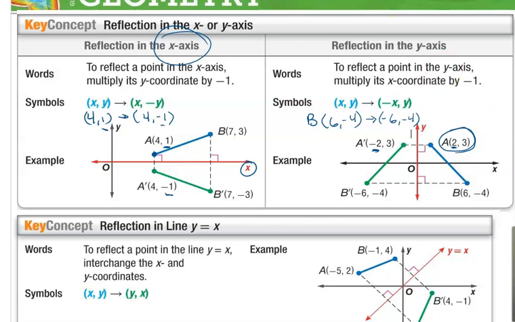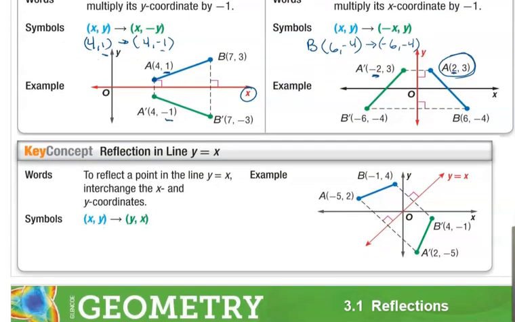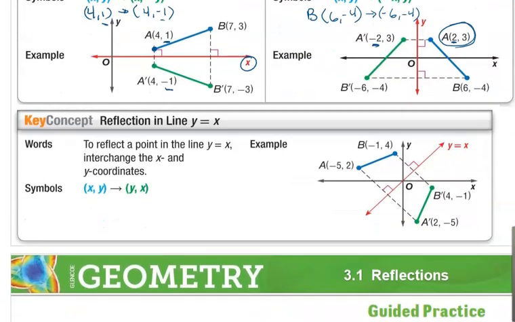Then we have one called a reflection over the line y equals x. The line y equals x is a line where every single x value is identical to every y value. So if this were 1, 1, that's what the coordinate point would look like on that line.